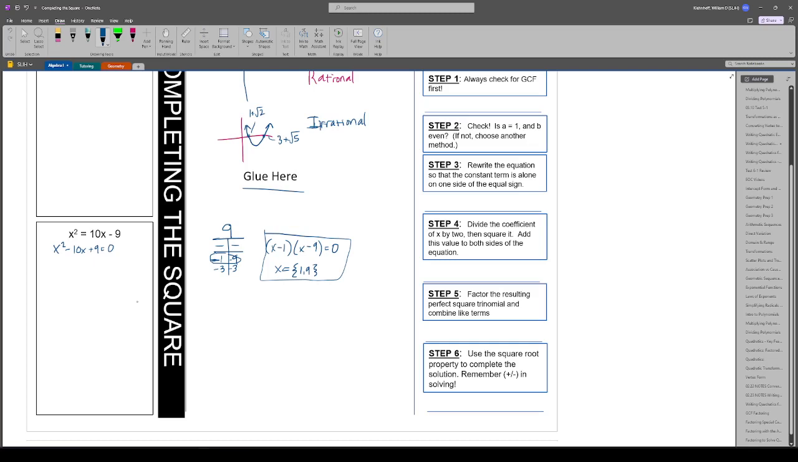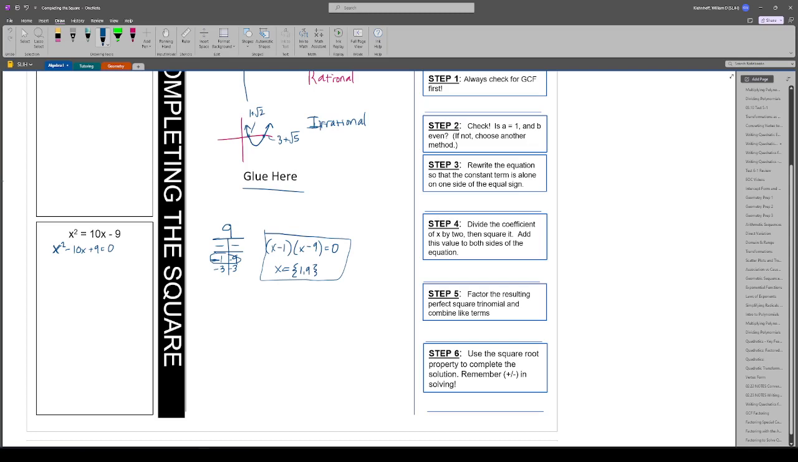But we're going to follow the steps on the right here. Step 1, always look for a GCF first. We don't have to worry about that because a is equal to 1, so there's going to be no GCF. Step 2, we could technically use completing the square for any quadratic, as long as it has real solutions. But we're going to limit our uses in Algebra 1 to cases that are easy to use it for.